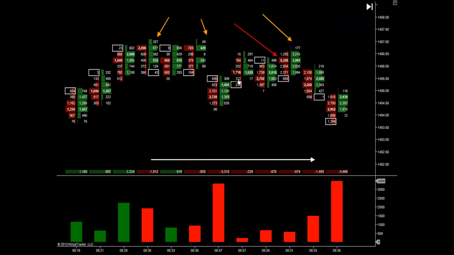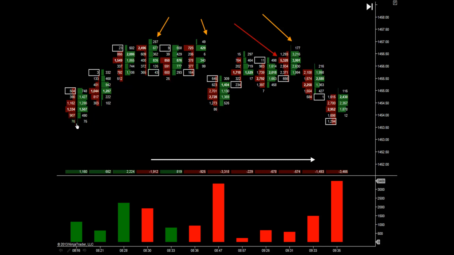Now this is a slightly different type of reversal. What we're looking at here is a move up and then a trading range that took almost an hour to resolve. If we look at the orange arrows here, we can see that up to this 1, 2, 3rd bar, we had fairly decent volume hitting into the bid, but on the 4th bar, it's gone. The buyers disappeared.